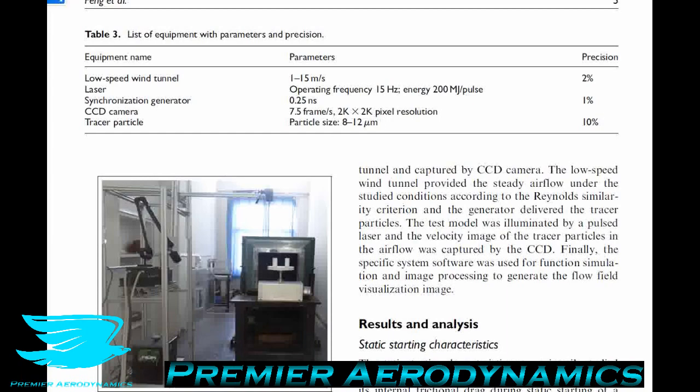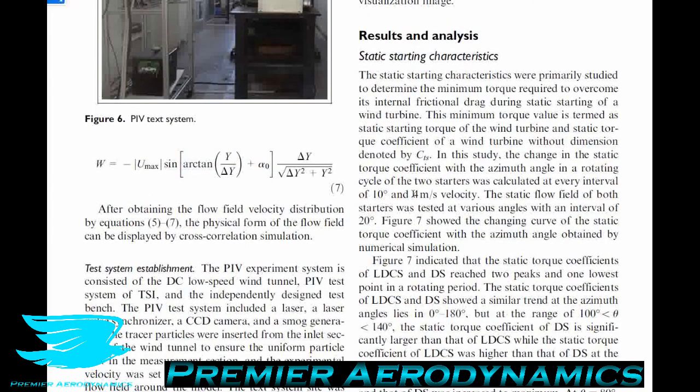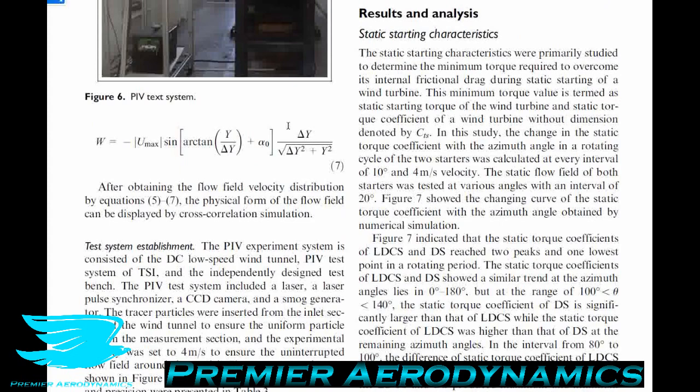So let's move on to the results now. First they looked at the static starting characteristics. That means that they had the wind turbine not rotating yet, completely stationary. And this makes sense because when you're out in the field, you have these wind turbines stationary, and to start them, they start from stationary. So they looked at how these blades behaved when the wind turbine started up.